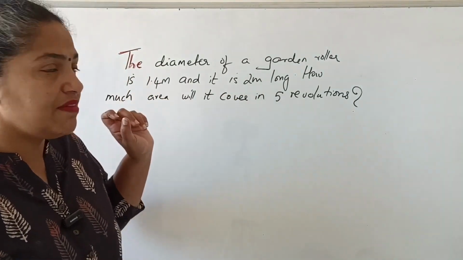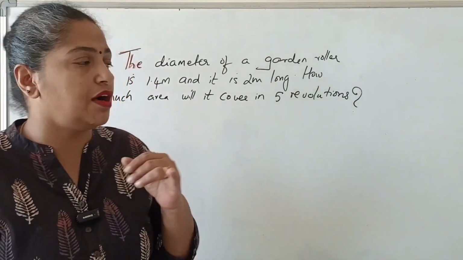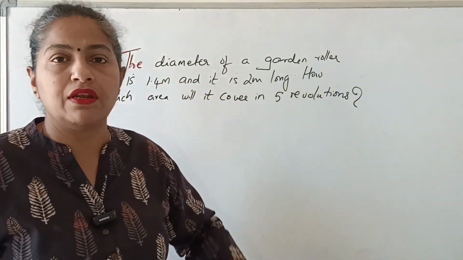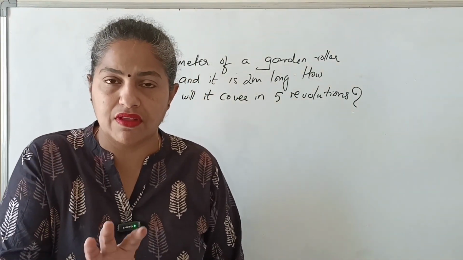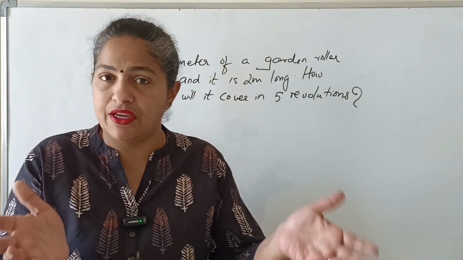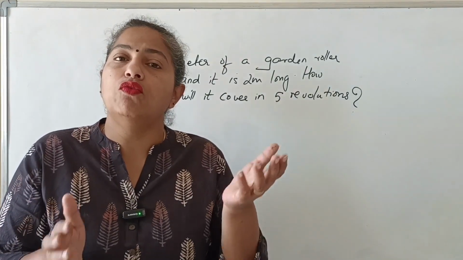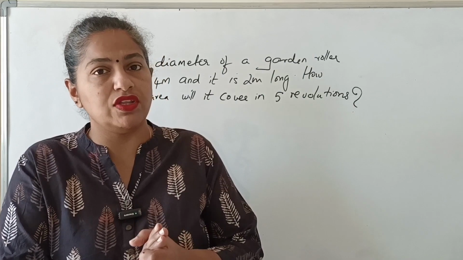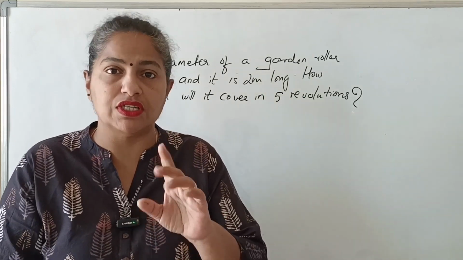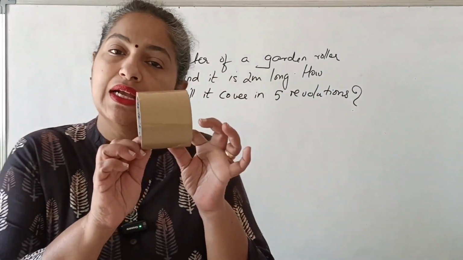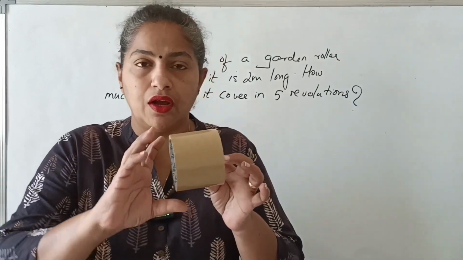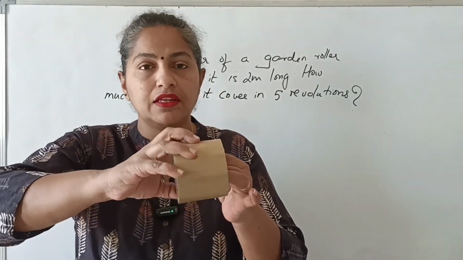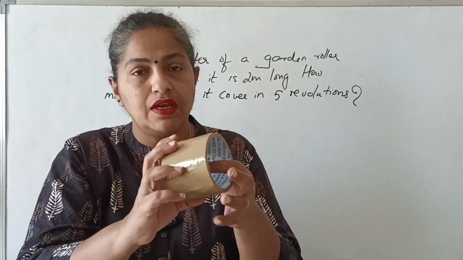Now, the diameter is given to you. You can find the radius of the garden roller, and it is 2 meters long. So, when the length of the garden roller is given to you, it basically means the height of the garden roller. Now, what is the area covered in 1 revolution? Only if we know that can we find the area covered in 5 revolutions. Now, this is a garden roller. There will be a handle over here and it will be used like this.